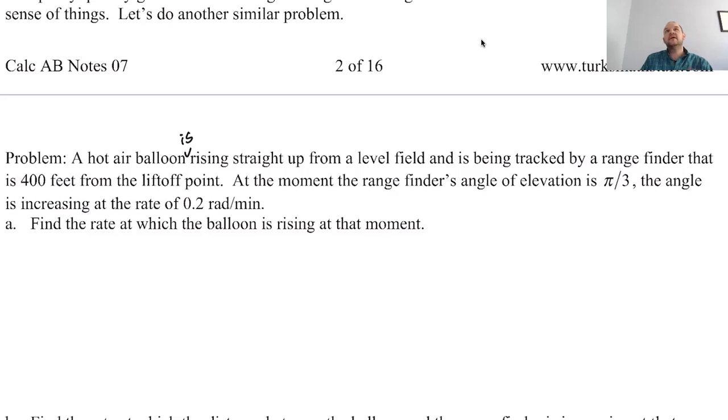Okay, so what does that mean? So it's on the ground and it goes straight up. And then when it's on the ground, the rangefinder is 400 feet from it. So I think that's what that means. So I think we have another triangle situation. At the moment, the rangefinder's angle of elevation is pi over 3. The angle is increasing at a rate of 0.2 radians per minute.